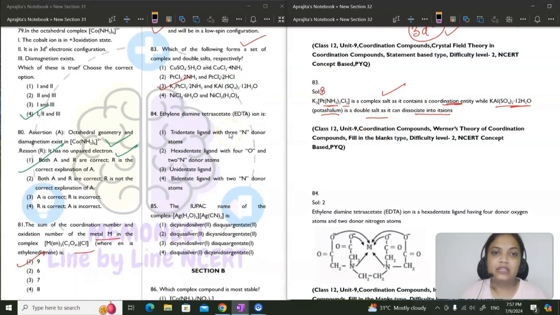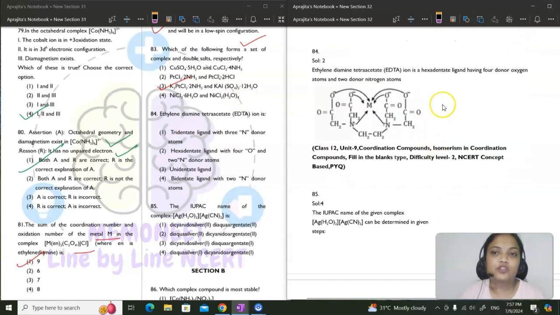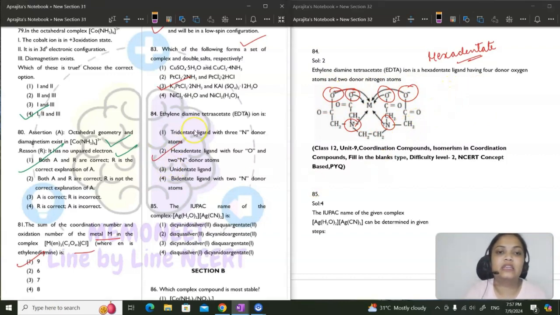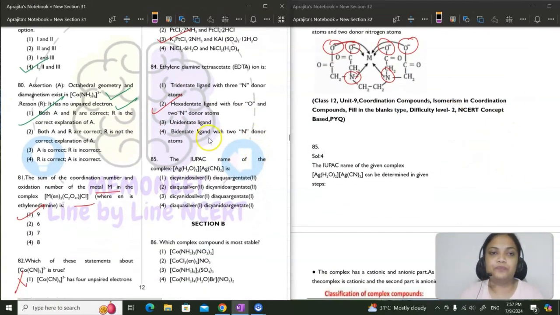Next. Ethylene diamine tetraacetate, which is EDTA, what kind of a ligand is it? If you look at the structure of EDTA, it's a hexadentate ligand, which means it can bind from 6 sides. You can see here 4 oxygen and 2 nitrogen donors are there. So it is a hexadentate ligand. The answer is option number 2.